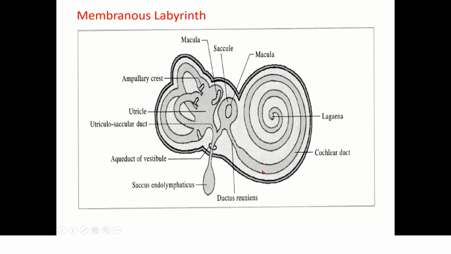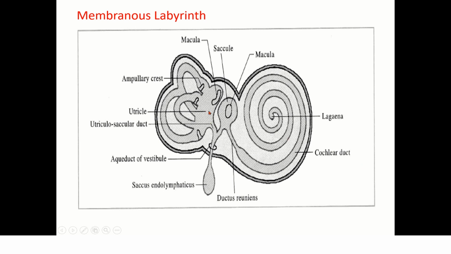The cochlear duct continues with the saccule through the ductus reuniens. The saccule and utricle are connected by a utriculosaccular duct, which is continuous with the ductus and saccus endolymphaticus. This comes out through the aqueduct of the vestibule, and the ductus reuniens is the connection between the cochlear duct and the saccule. Here you can see there is macula within the saccule and utricle, which is concerned with static equilibrium and linear acceleration.